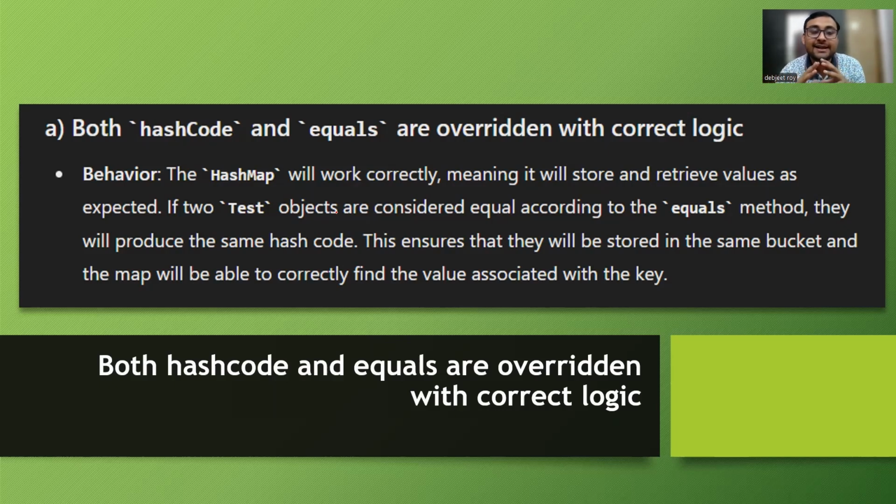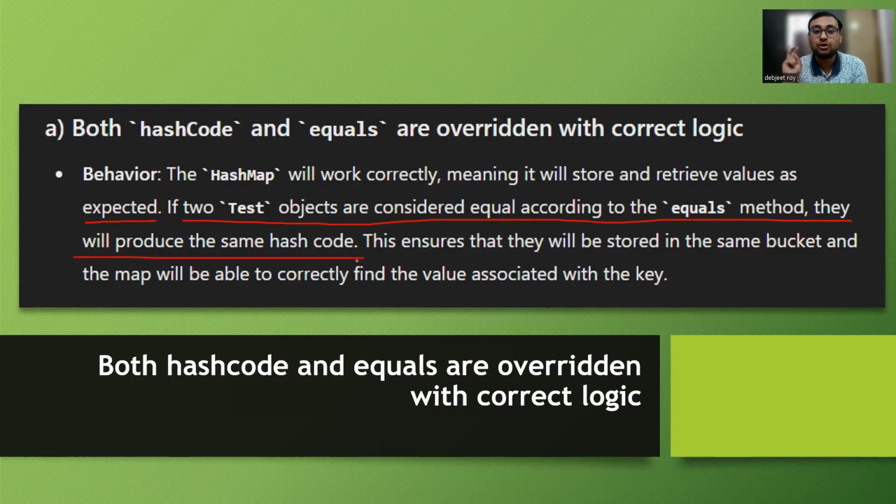So if the hashCode and equals methods are working perfectly fine, then it will give the proper answer. There cannot be much hash collision. There can be a chance that hash collision can occur, but it will be on the lesser side, because hashCode and equals are overridden with correct logic. So the HashMap will work correctly, meaning it will store and retrieve values as expected. If two test objects are considered equal according to the equals method, they will produce the same hash code.